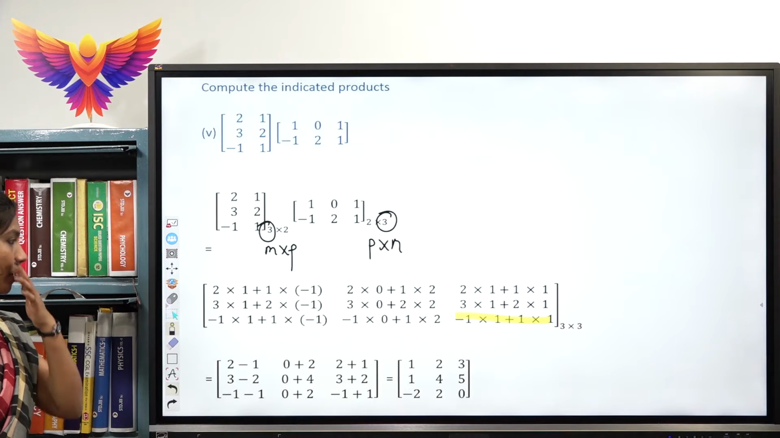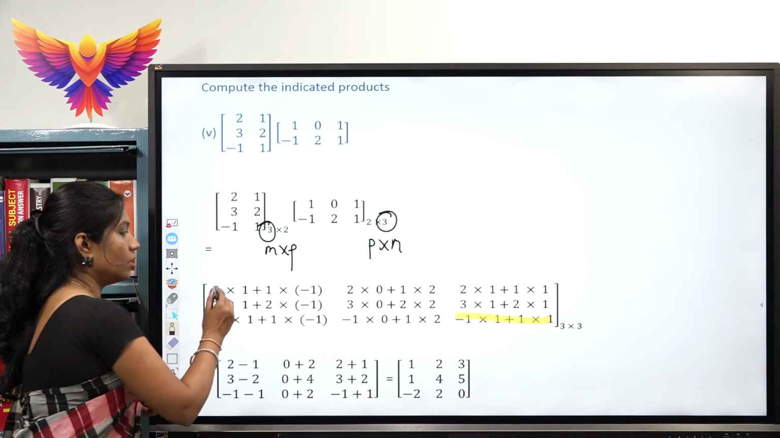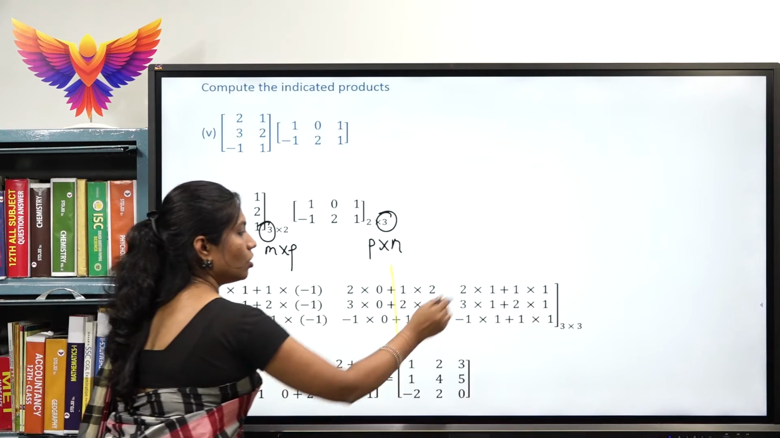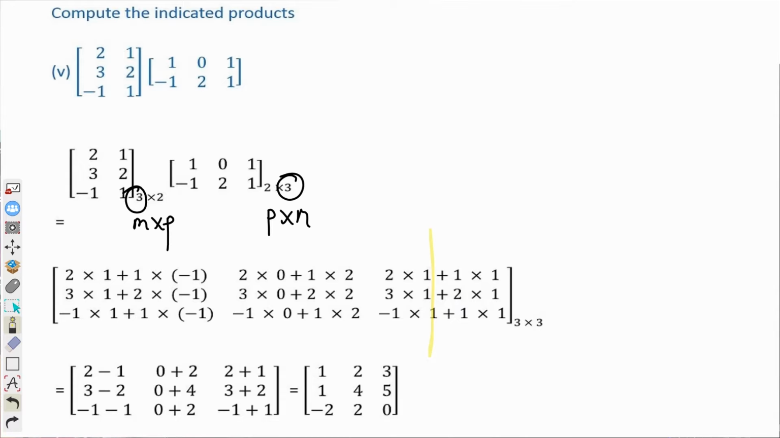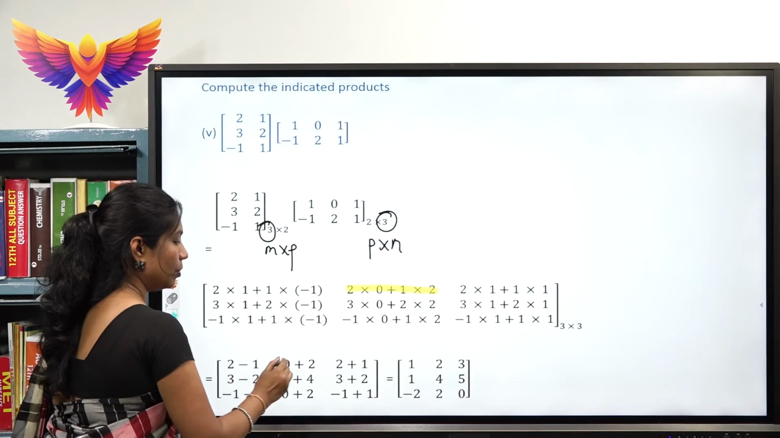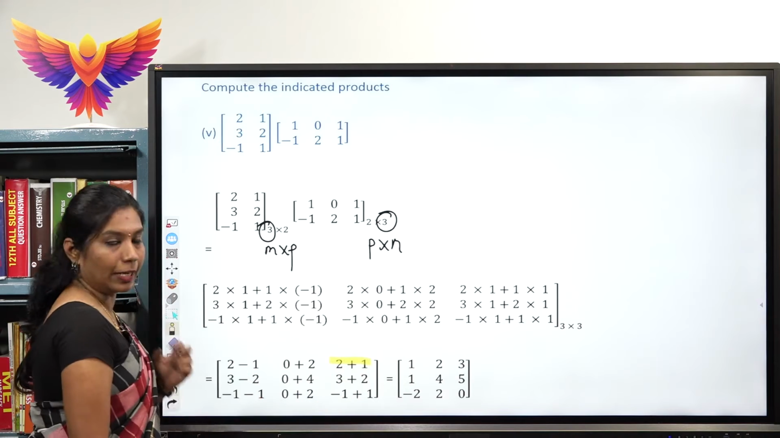So, when I simplify, clearly we can see we have 3 different rows and 3 different columns. So it is a 3 cross 3 matrix, we just require normal simplification of it, that is all. So, 2 into 1 is 2 plus minus 1, which is 2 minus 1. The same way, 2 into 0 plus 1 into 2 will be 2. 2 into 1 plus 1 into 1 will be 3 again.